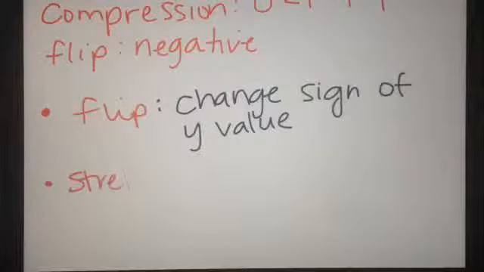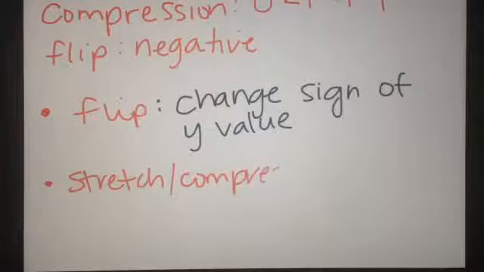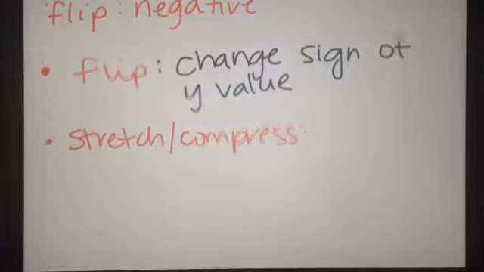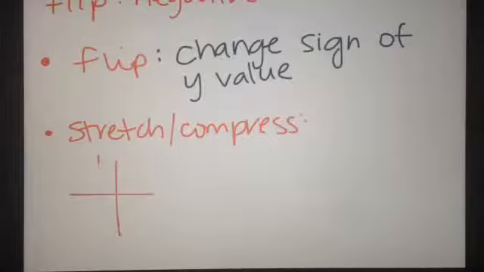Next, when I stretch or compress, it makes the graph more or less skinny. So normally if we had a parabola, that would look like that. If I were to compress the graph, that would squish it like this. And so let's say maybe here there was a y value of 2, but down here the y value is 1. It makes it seem squished.